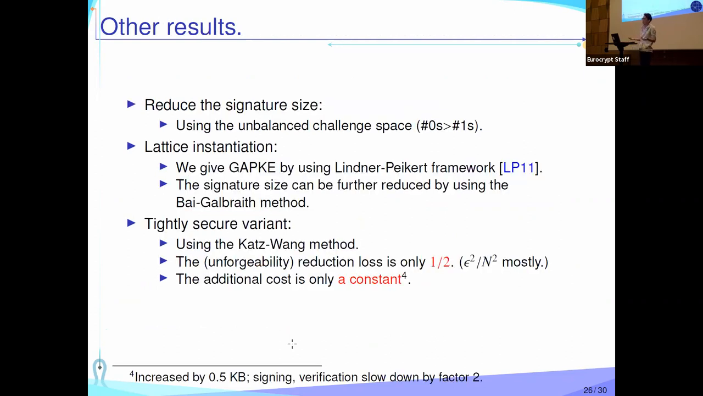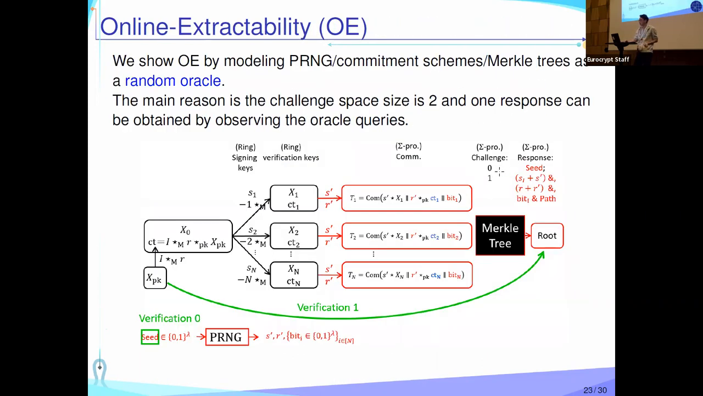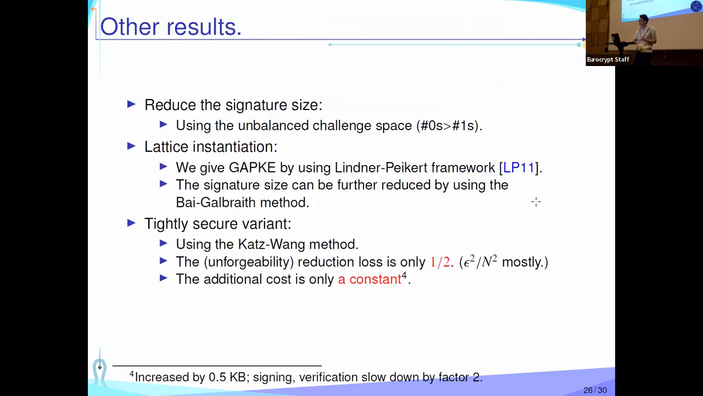We also have other results. We further reduce the signature size by using the unbalanced challenge space, which means that when the challenge is 0, the prover just provides a C, which is much smaller than the response for challenge 1, a bunch of stuff here. So we use more 0 challenges than 1. Then we can have a more compact signature size. And we give GAPKE for the lattice instantiation by using the Lyubashevsky-Peikert framework, so the message space can be large here. And we also reduce the signature size for our lattice instantiation by using Bai-Galbraith's method.